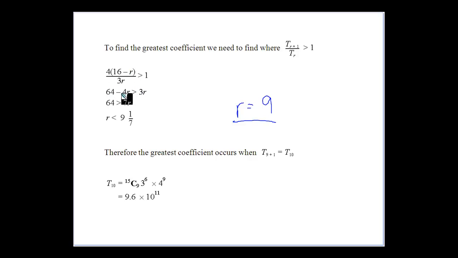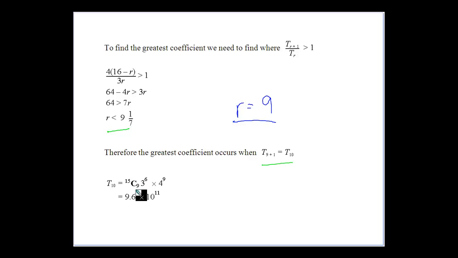Expand our bracket out, 16 minus 4r greater than 3r. Add the 4r on both sides, so that's where we get the 7r. And then divide by 7. So r is going to be less than 9 and 1/7. So if r is going to be less than 9 and 1/7, that means r would be equal to 9. So if r is equal to 9, it's going to give us the 10th term, which means we get 15Cr, 3 to the power of 6 times 4 to the power of 9.